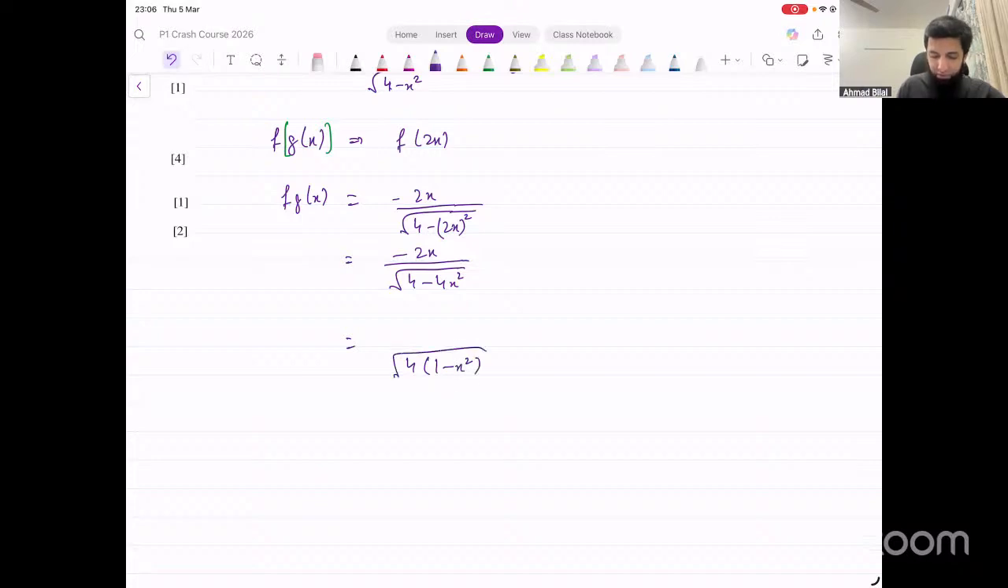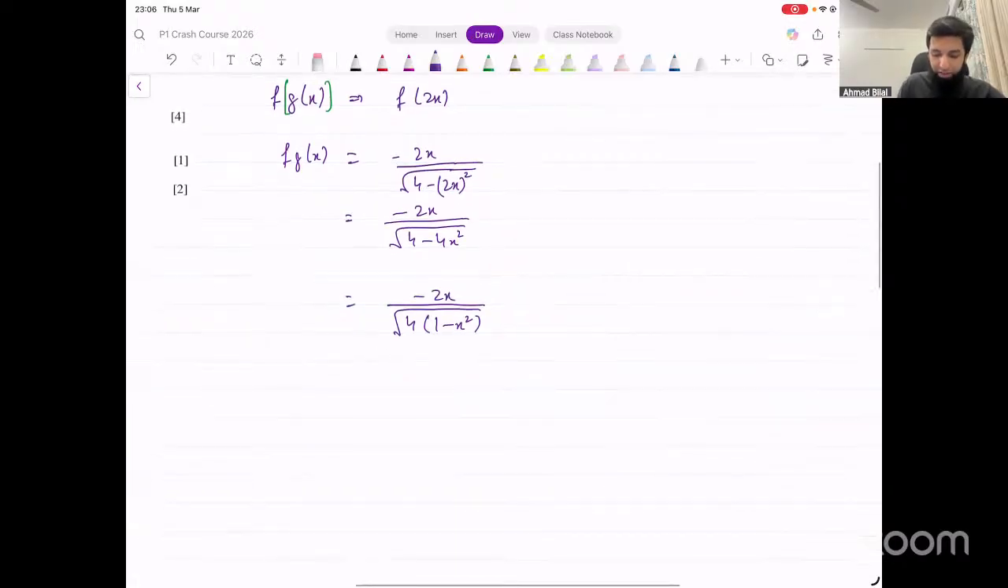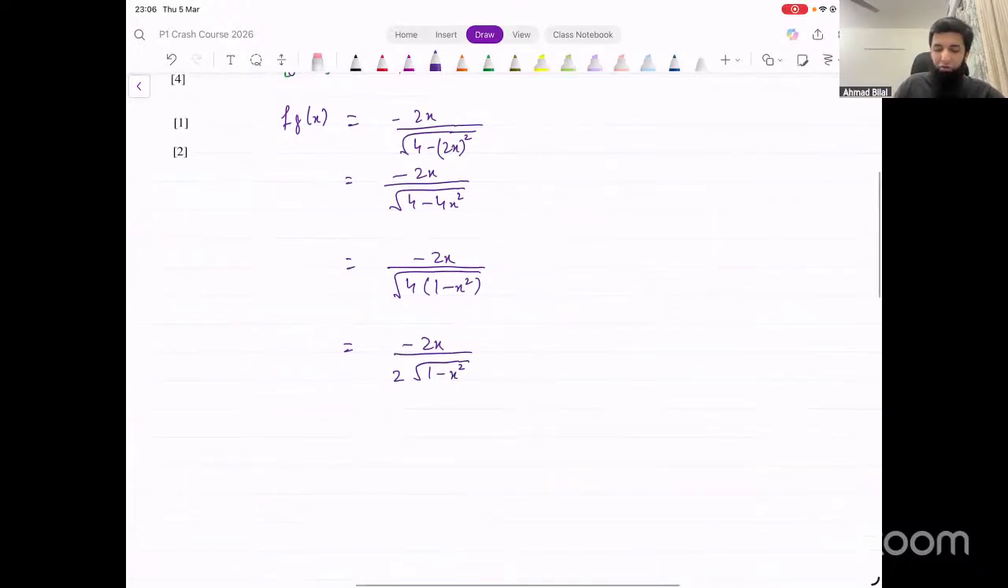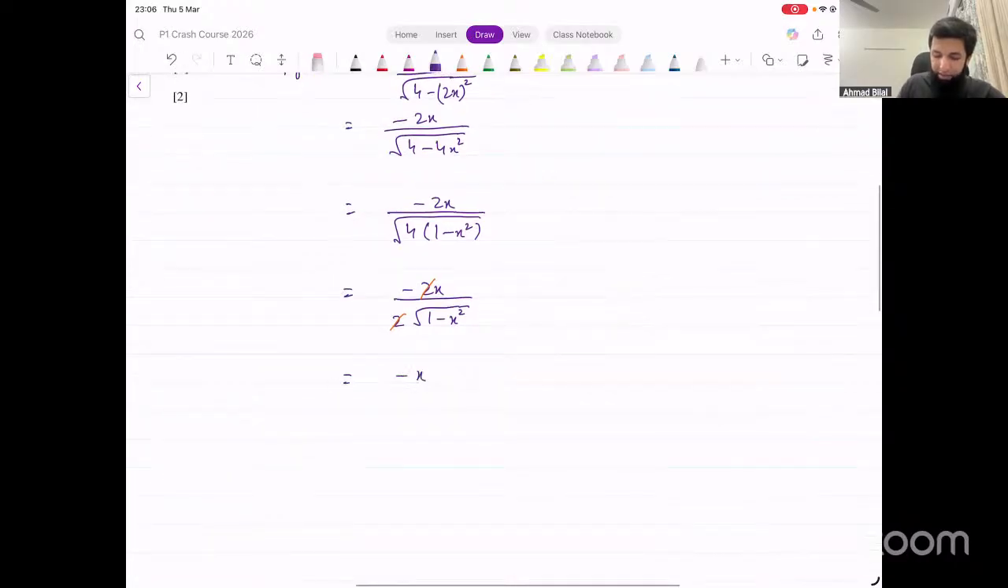So we've got square root of this whole thing. In the numerator, we've got minus 2x. And now square root of 4, what's that? That's 2. We can write that outside. So it becomes minus 2x divided by 2 into square root of 1 minus x squared. And now 2 and 2 get cancelled. And you're left with minus x over square root of 1 minus x squared. And that's your final answer. This is what they were looking for.